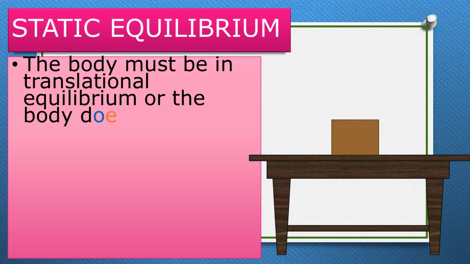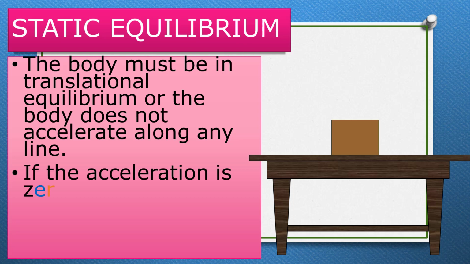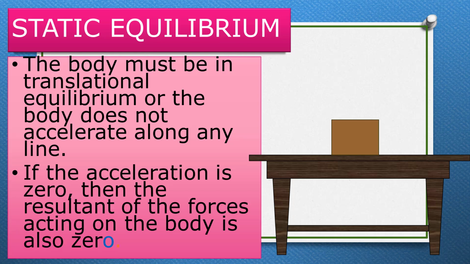So the body must be in translational equilibrium, or the body does not accelerate along any line. Okay, there must be translational equilibrium, no acceleration should be there. And if the acceleration is 0, then the resultant of the forces acting on the body is also 0. You can see again, if a block is lying on this table, then we will say that it is in a state of static equilibrium, because there is no velocity and no acceleration produced in this block.